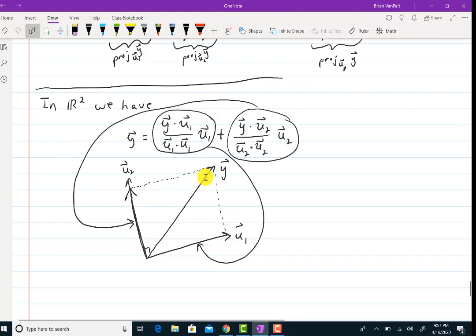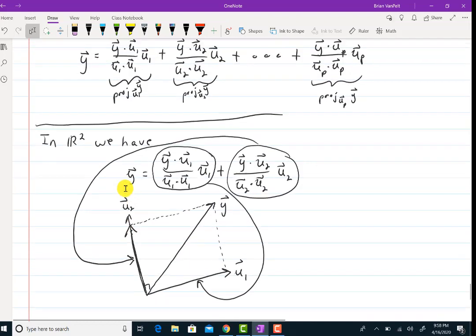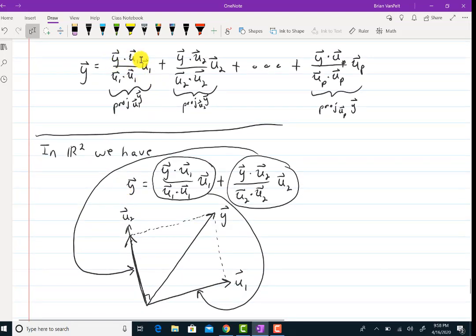So you can see that y is able to project onto u1, and it's able to project onto u2. So it's able to project onto two vectors at once, and by this, if you have an orthogonal basis, you're able to project onto all of the basis vectors. And obviously when the size is bigger than 3, we cannot visualize what's going on.